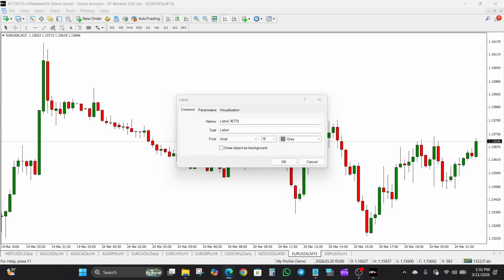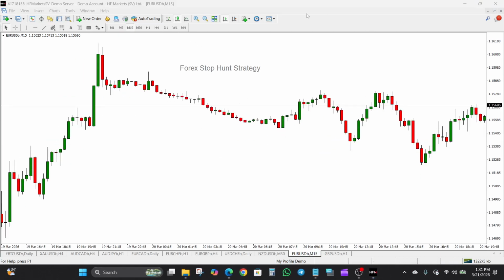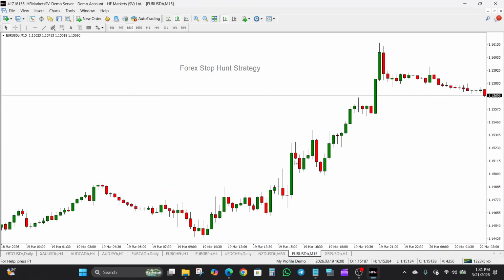Now, a stop hunt basically is a concept where price moves in a way that triggers traders' stop losses before reversing direction.